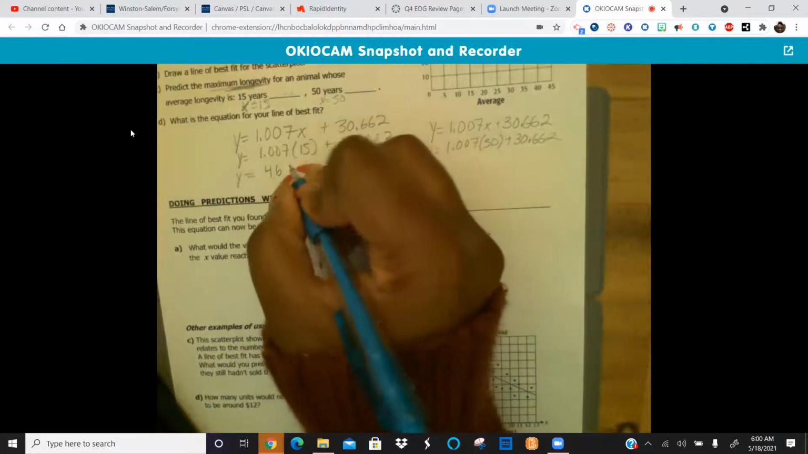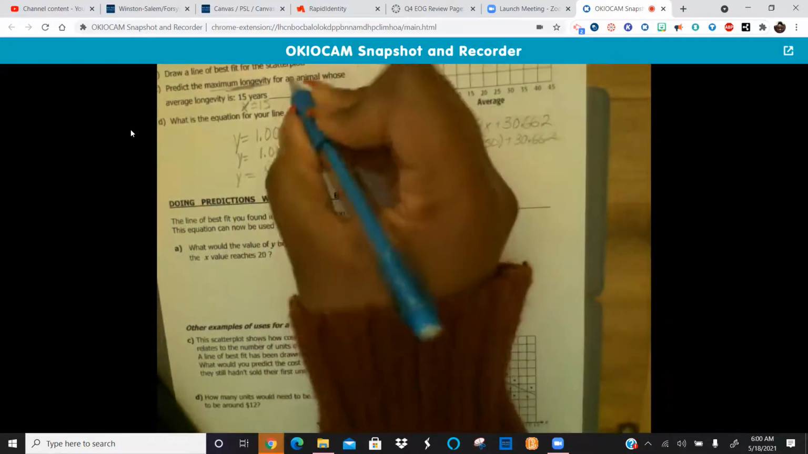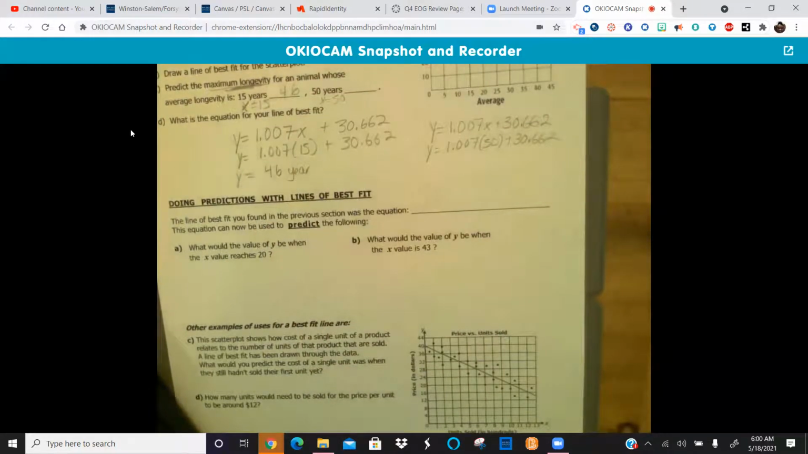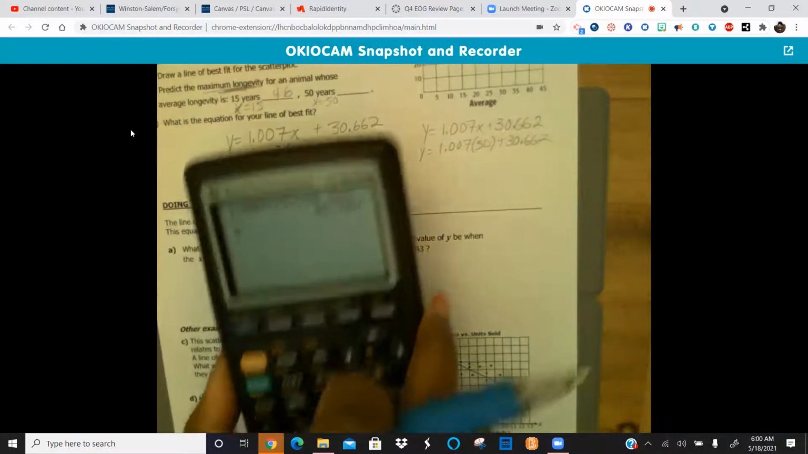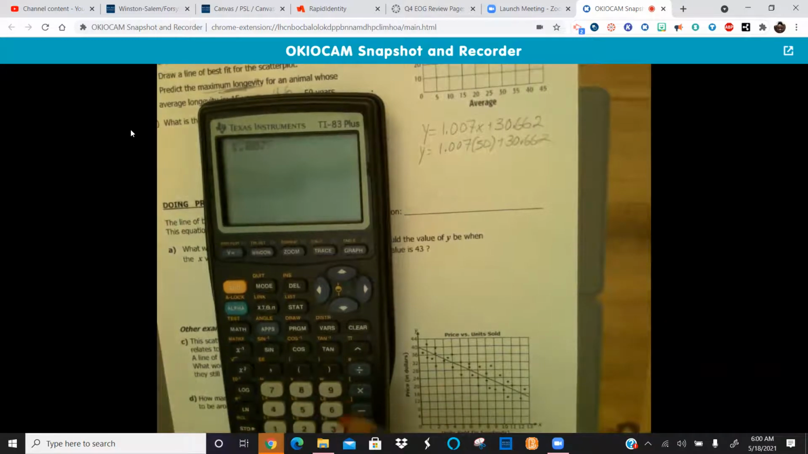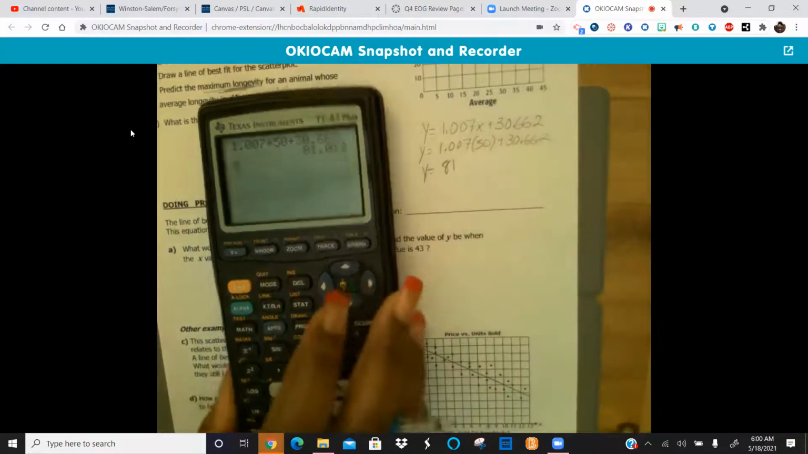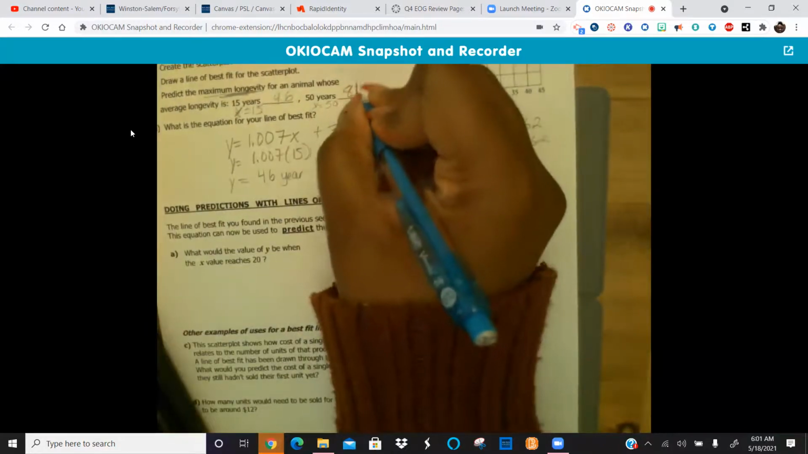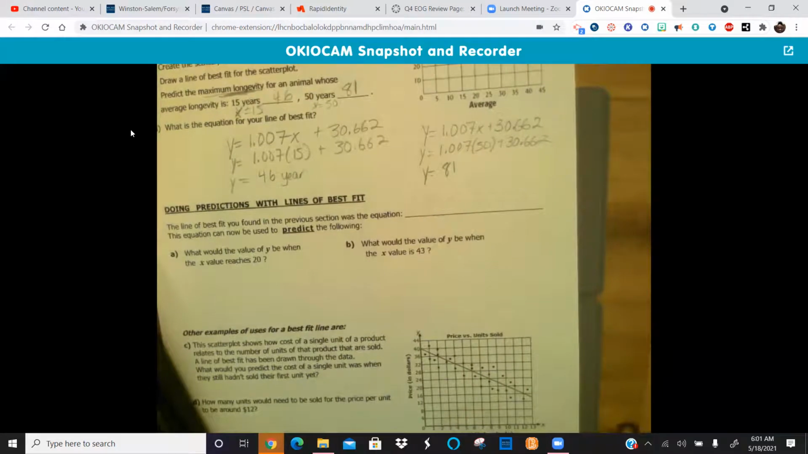So they live to be about 46 years old. Okay, this animal lives to be about 46. So put 46 here. So let's say the other one is 50. The max here is what? So let's type this in. 1.007 times 50 plus 30.662. Okay, so that's going to be about 81 years. Ooh, it's good, ain't it? 81 years. So this is 81. Okay, all right.